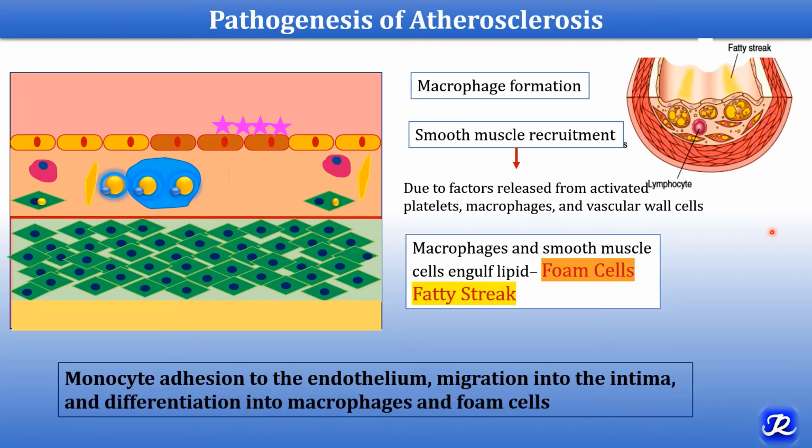So the third major event in the pathogenesis of atherosclerosis is monocyte adhesion to the endothelium, migration of monocytes and T lymphocytes into the intima, and differentiation of macrophages. Monocytes are converted into macrophages, and they engulf the lipid present in the tunica intima to form foam cells. These foam cells are accumulated in the subendothelial region to form fatty streak.